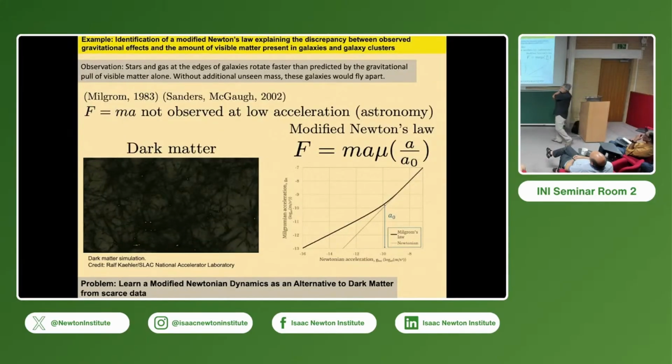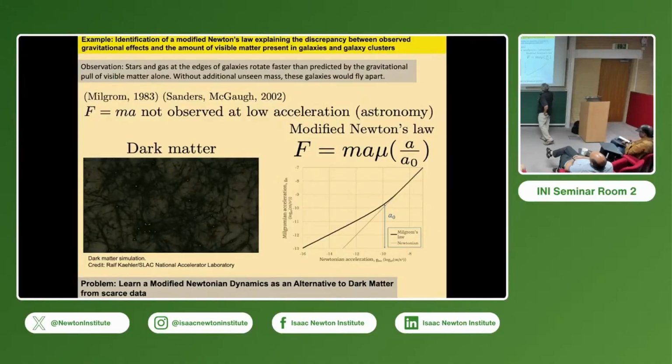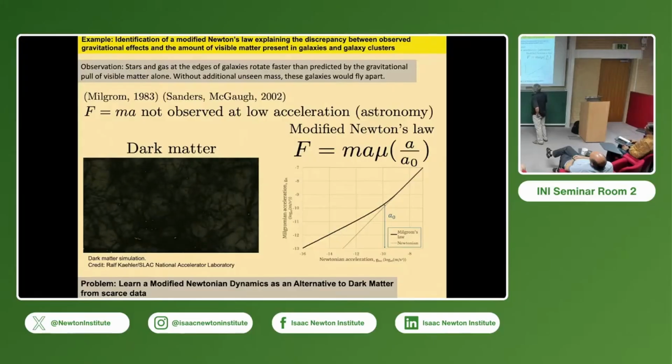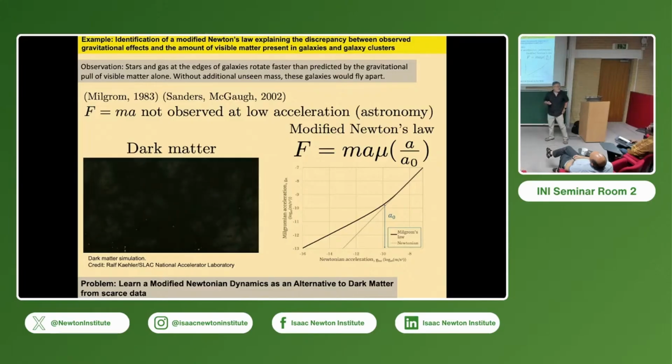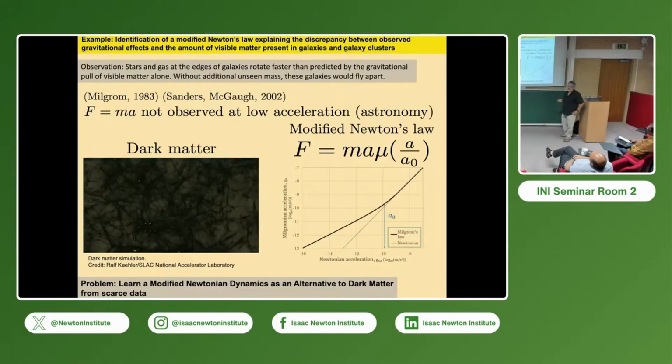Another example of application would be the identification of a modified Newton's law for explaining the discrepancy between observed gravitational effects and the amount of visible matter present in galaxies and galaxy clusters. The observed stars and gas at the edges of the galaxies rotate faster than predicted by the gravitational pull of visible matter alone. Without additional unseen mass, these galaxies would fly apart. So a fix for this is to assume that you have some matter that you don't see. It's called dark matter. And another fix is to change F equals ma, Newton's law, and assume that Newton's law is actually not valid at very small acceleration. The problem is that you have a very low data regime to learn this modified Newton's law.